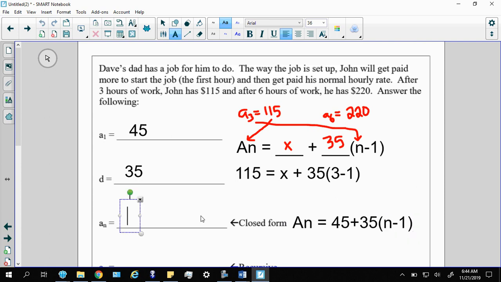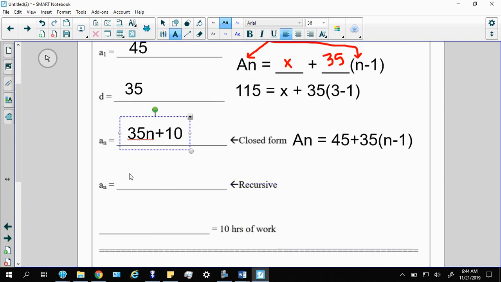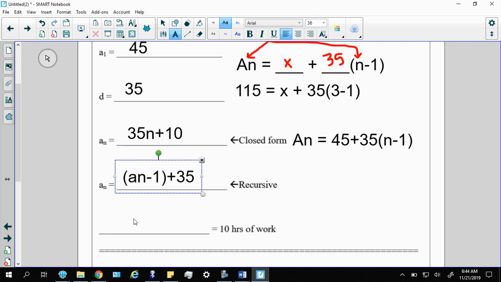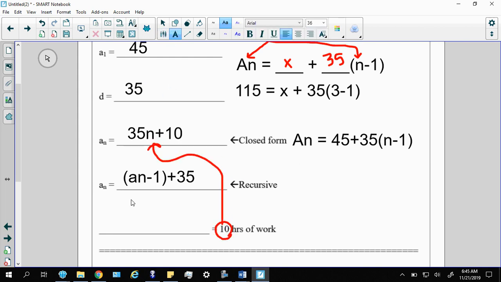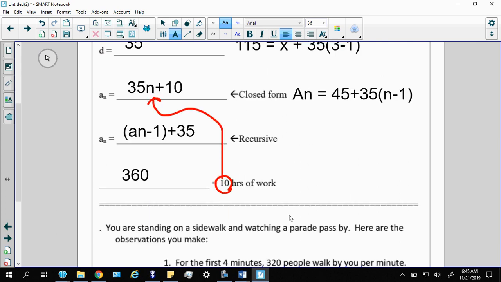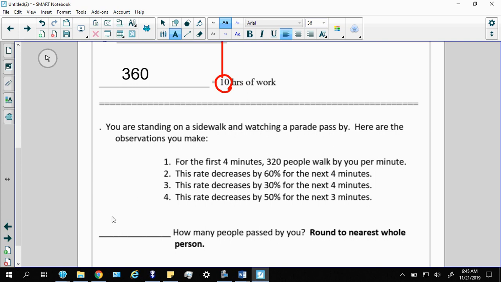I'm kind of rushing along here just because I see what time it is. I need to go ahead and call it a day here. Recursive, what are you doing every single time? I'm taking a of n minus 1 plus the common difference, which is 35. After 10 hours of work, take 10, plug it in for n. You get 360.